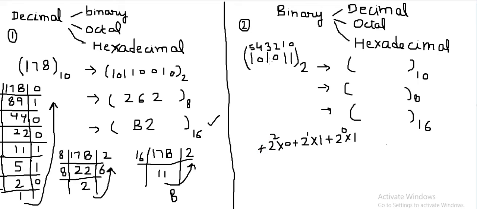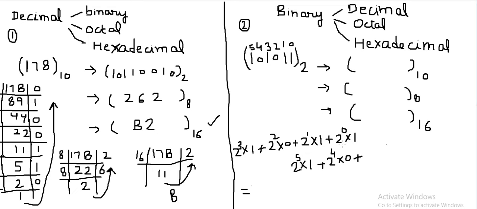Then add this term: 1 multiplied by 2 raised to power 3. Then we have plus 0, and this number's position is 4, so 0 times 2 raised to power 4, right? Plus we have this 1 multiplied by 2 raised to power 5.